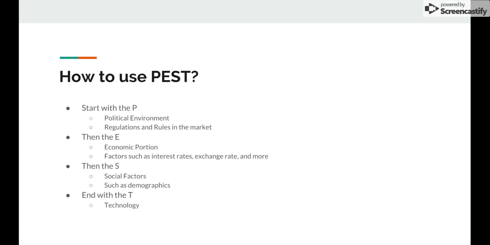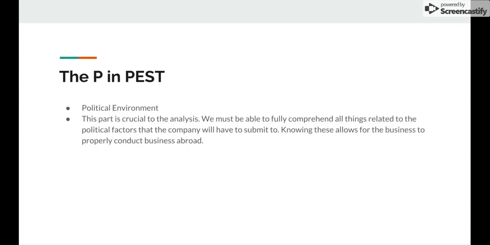And so then how to use PEST. It starts with the P, the political environment. This looks at the rules and regulations within a market. Then you move on to the E. This is the economic portion, such as interest and exchange rates. So what does the economy look like? Then you move into the S. This is one of my favorite ones because it talks about the social factors, the cultural things: what does the culture of the market look like? What are the demographics? All that kind of thing. And then you end with the T, technology, which is really important in today's world.